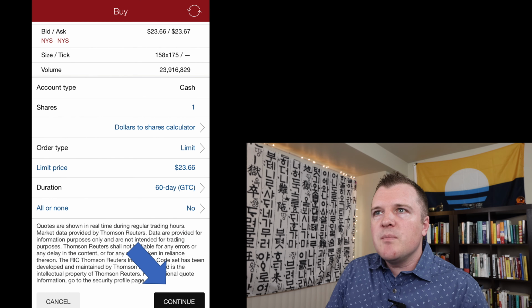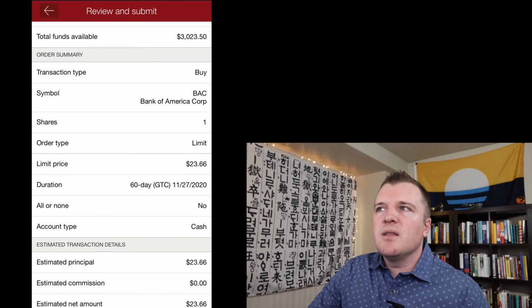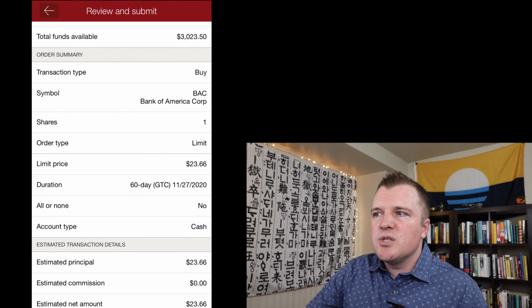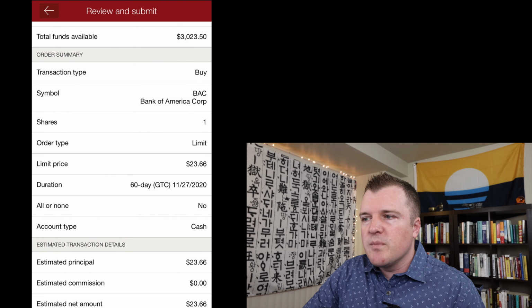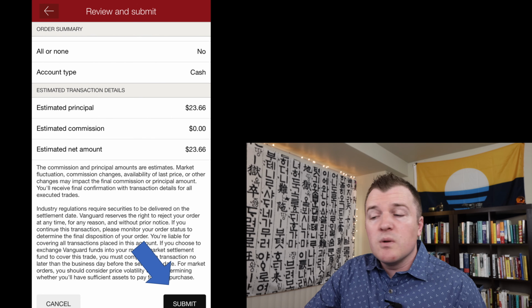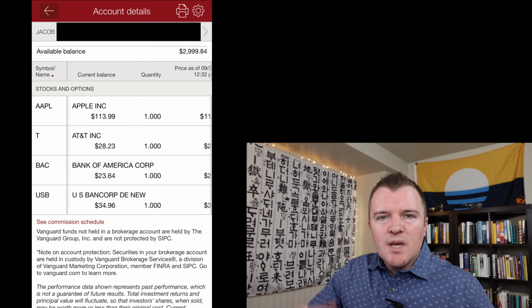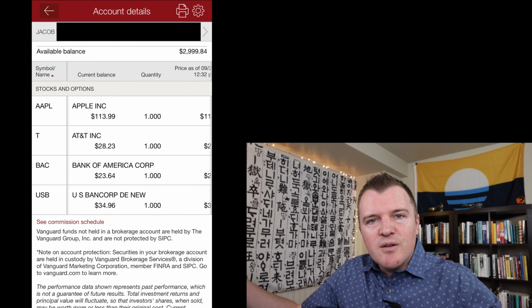If you scroll to the bottom, you're going to click continue. And then there is a review and submit page. Once again, just make sure that all the information is correct. Scroll to the bottom and click submit. And there you go. You just bought a stock on Vanguard's mobile app.